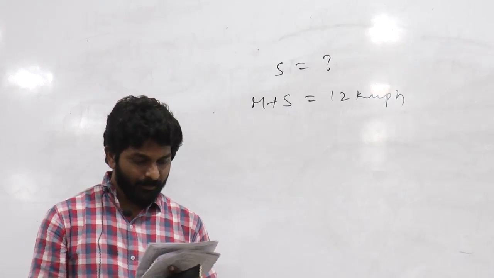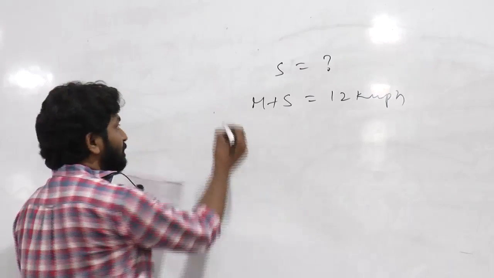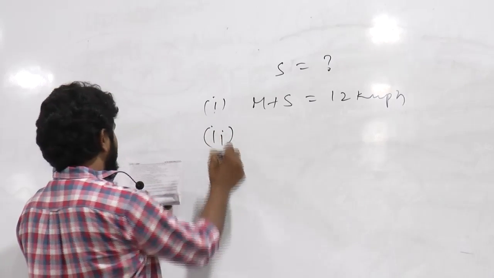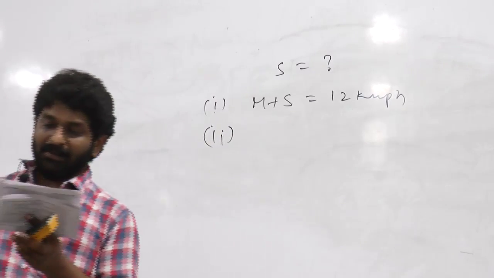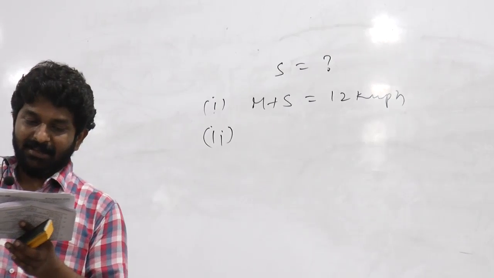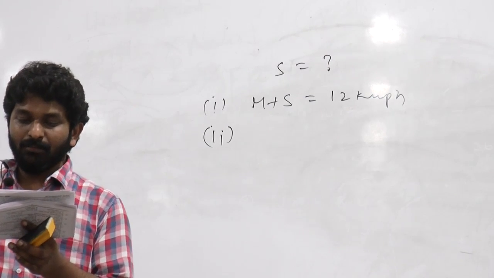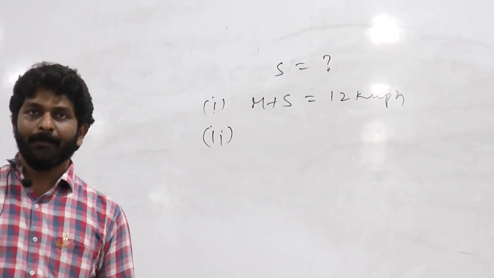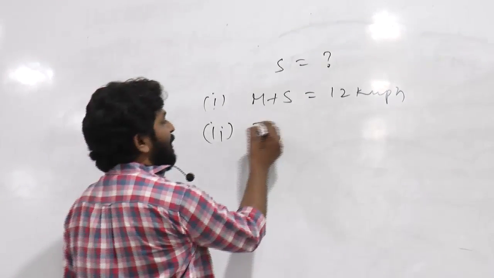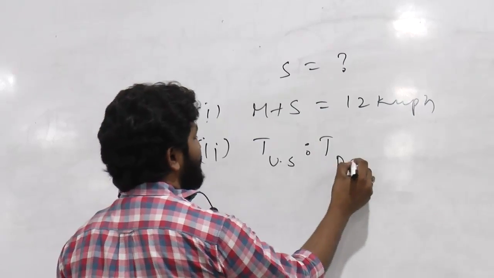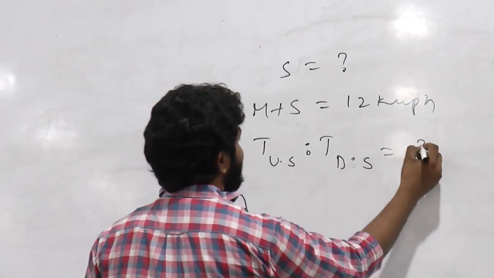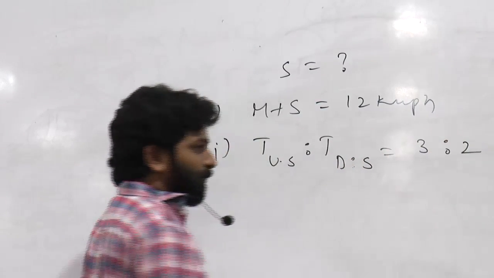Next, the second one: the boat while running upstream takes 150% of the time to cover the same distance as the time taken downstream. The time ratio in upstream and downstream is given as 3:2.